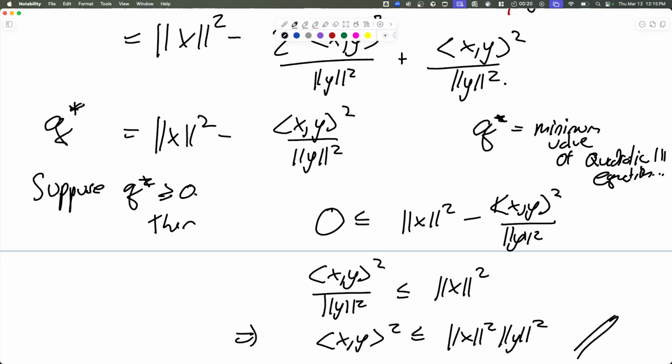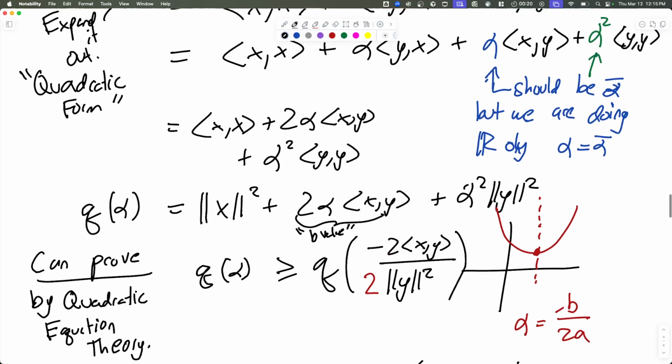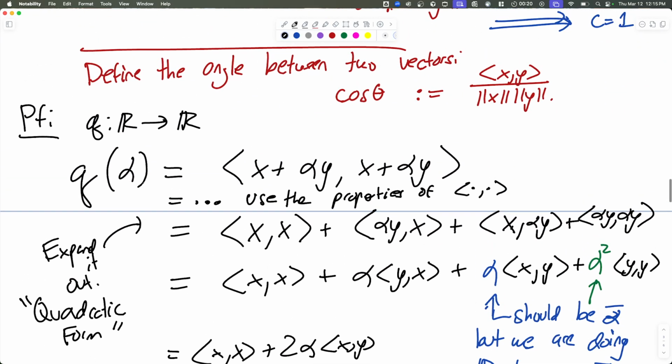Is q star bigger than 0? How do we know? Yeah. Well, q was greater than or equal to 0. That's right, that's exactly right. So the function q, the way we defined it, is the inner product of something with itself, and that is always greater than or equal to 0 by definition. So the thing you could add to the beginning of your proof is: notice q is always greater than or equal to 0. Q of alpha is always greater than or equal to 0 by the axioms of an inner product.